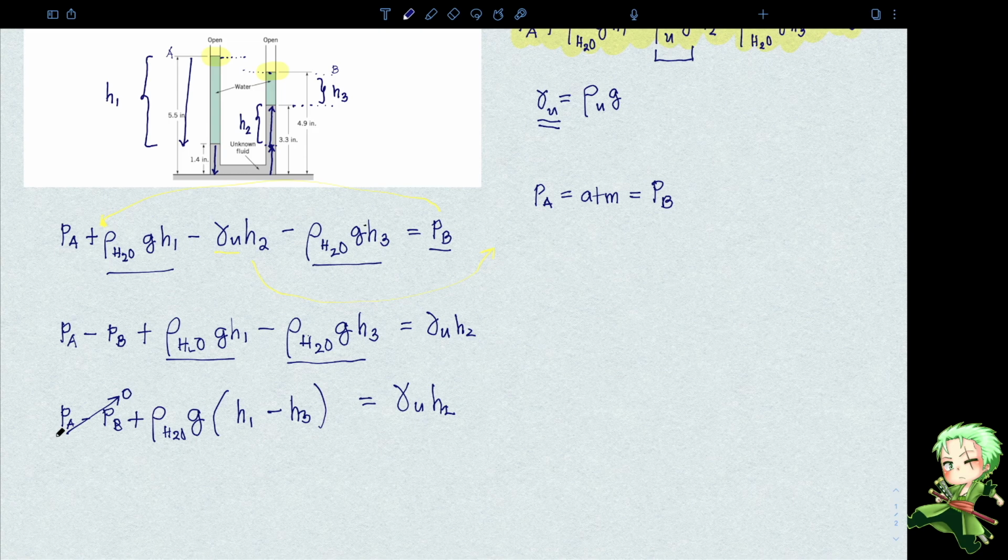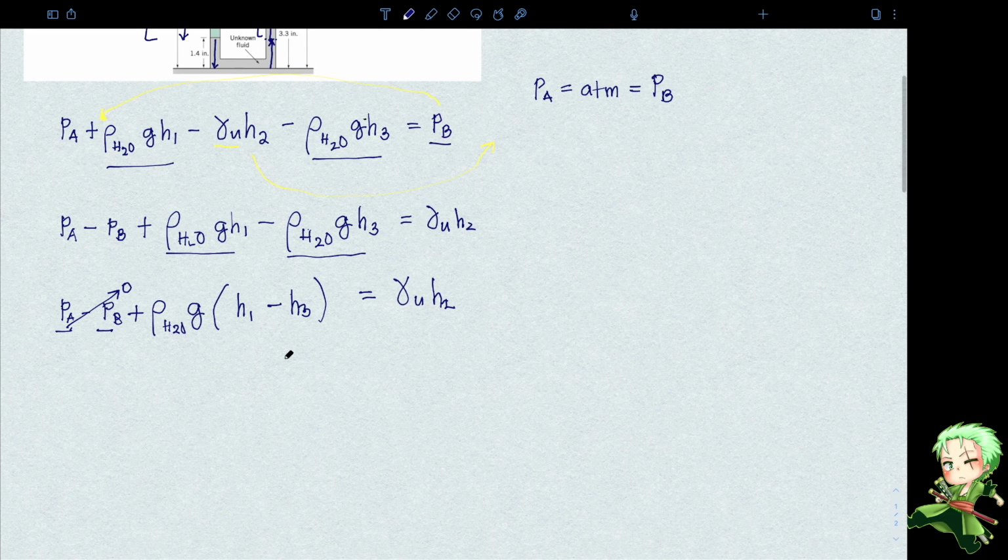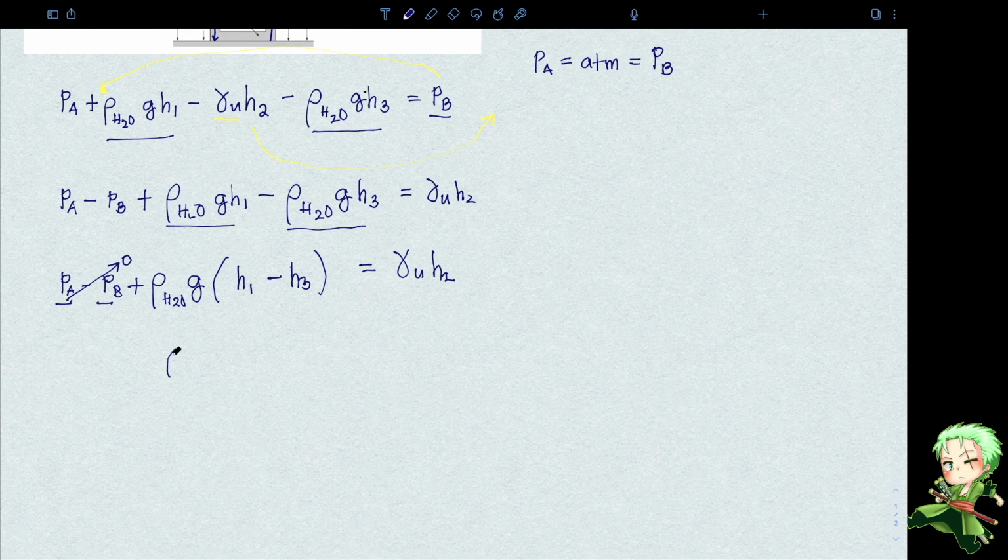Therefore, you have now reduced your equation to a simpler looking equation such as this one. So you have now the density of water, H2O, G, and then the difference of height of H1 minus H3. But at this point, we don't know what the values of H1 and H3 are. And then gamma U, H2. So yes, we have simplified our equation.